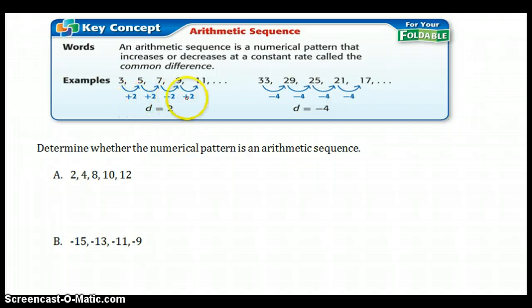The common difference here, they're increasing by 2. Increasing, so it's positive 2. So their difference, if you said 5 minus 3 is 2, 7 minus 5 is 2, the difference is 2. D stands for the difference, the common difference.